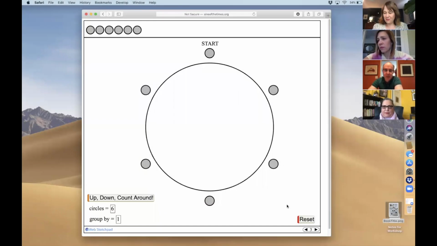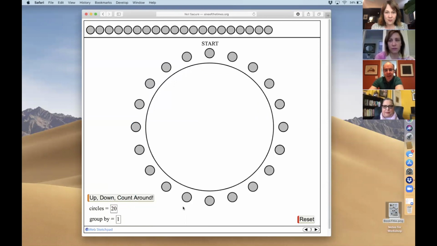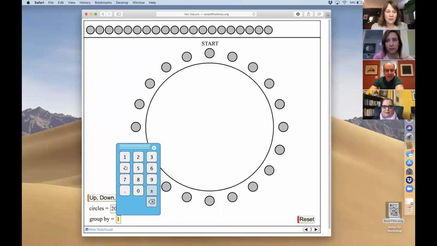Okay, now that we've done our noticing and wondering, let's try this game. So as before, we have 20 of you here in the classroom, so I'll change the number of circles to 20. And before, we tried groups of 2, which you said worked, and groups of 3, which you all said didn't work. Who has another idea for our group by number? I do. I think we should try 4. 4, great idea. Let's try that.